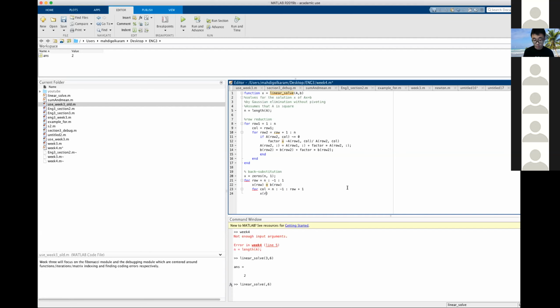So x row is x row minus x column. This is how we solve each of the elements, right? A row column. This is our for loop. And finally, we need to check, because x row is x row divided by A.